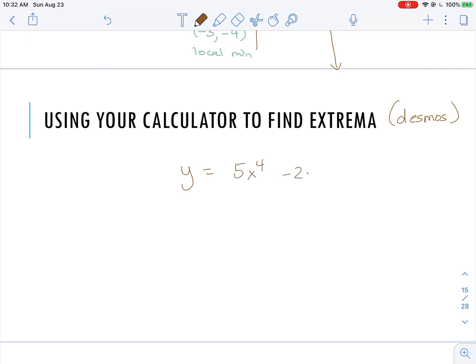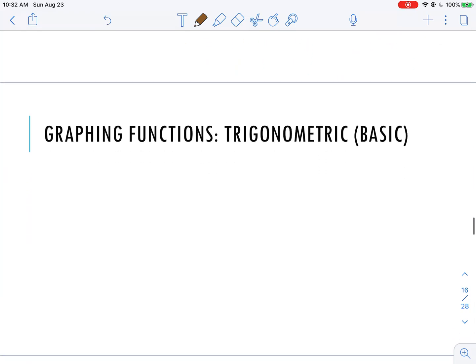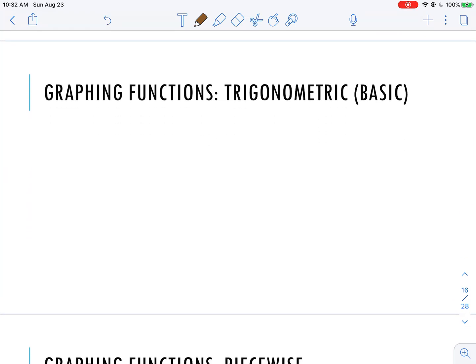So let's say we had y equals 5x to the fourth minus 2x to the third plus 2x minus 1. Why don't you guys try and graph that on Desmos and tell me about the extrema of the graph? The absolute maximum, absolute minimum, local minimums, local maximums.